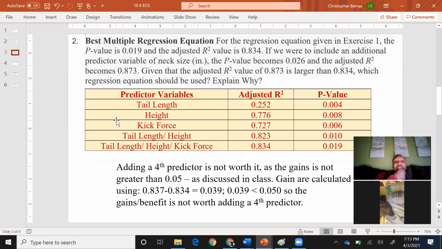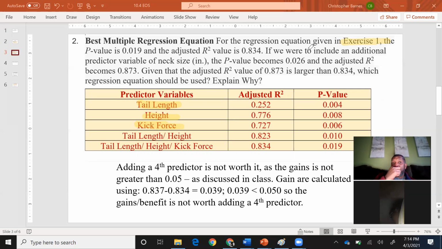Question number 2, right, is best multiple regression equation. For the regression equation given in exercise 1, the p-value is 0.019, and the adjusted r-squared value is 0.834. Right, so that's the one from exercise 1 that had tail length, height, and kick force. If you want, let me do this right here. Yeah, you can remind them of tail length, height, and kick force, which is what we were talking about in terms of exercise 1.